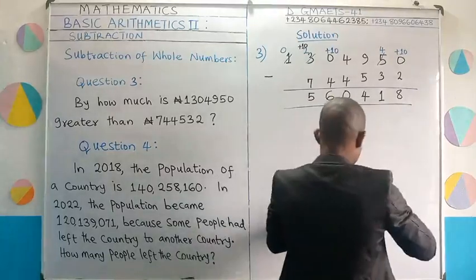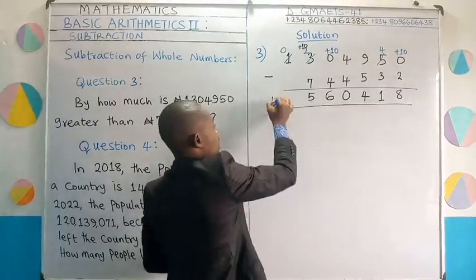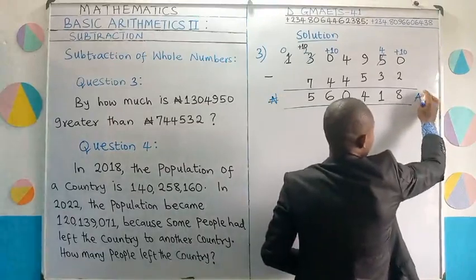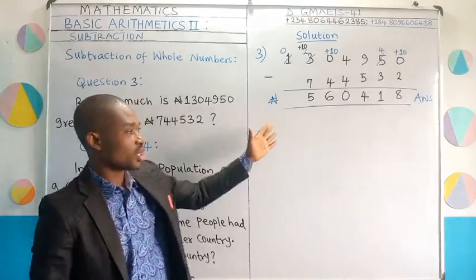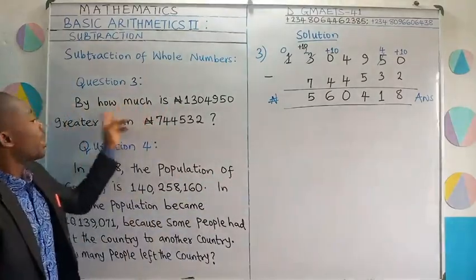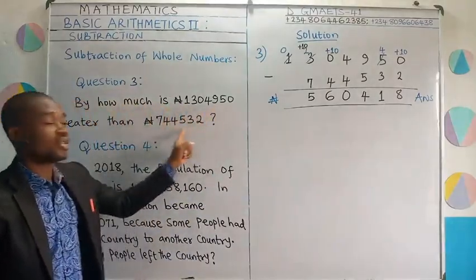So we are done. I'm going to put naira here. So this is my answer. I want you to do the conclusion yourself. How do you go with the conclusion? By how much is this greater than this?